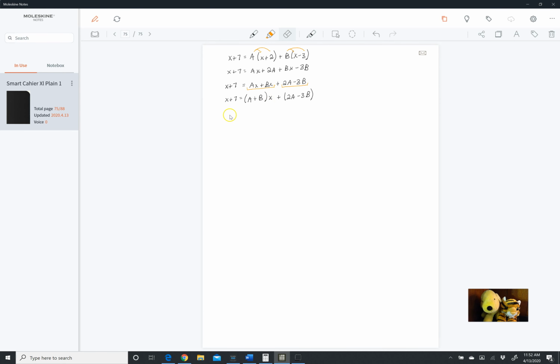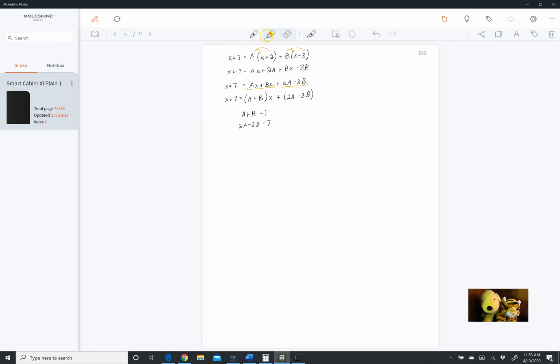Okay? Well, now we have like coefficients, we have like terms, because we have an x here, and the coefficient of x on the left is equal to 1. Now that has to equal the coefficient of x on the right. So a plus b is equal to 1. And then 2a minus 3b is the constant that's on the right, and that has to equal the constant on the left.